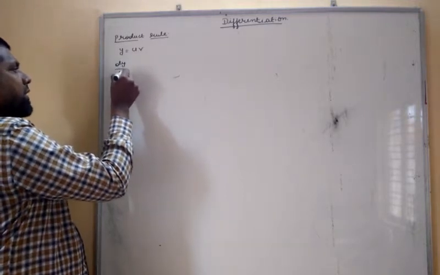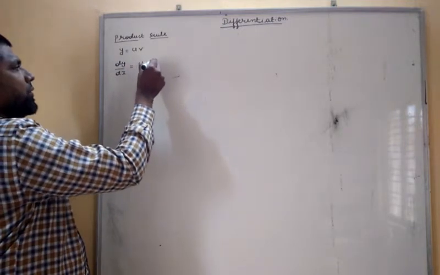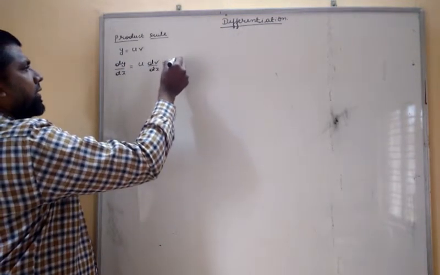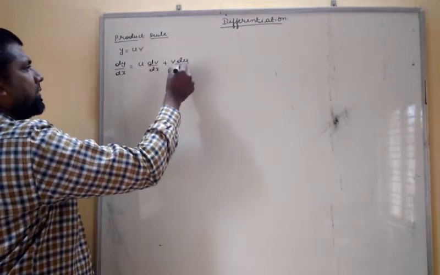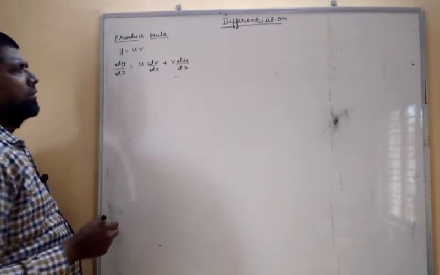Product rule: dy by dx, the differentiation of y with respect to x, is equal to the first function u into the differentiation of the second function, plus the second function into the differentiation of the first function. This is the formula you have already taken. So let us solve problems on this.